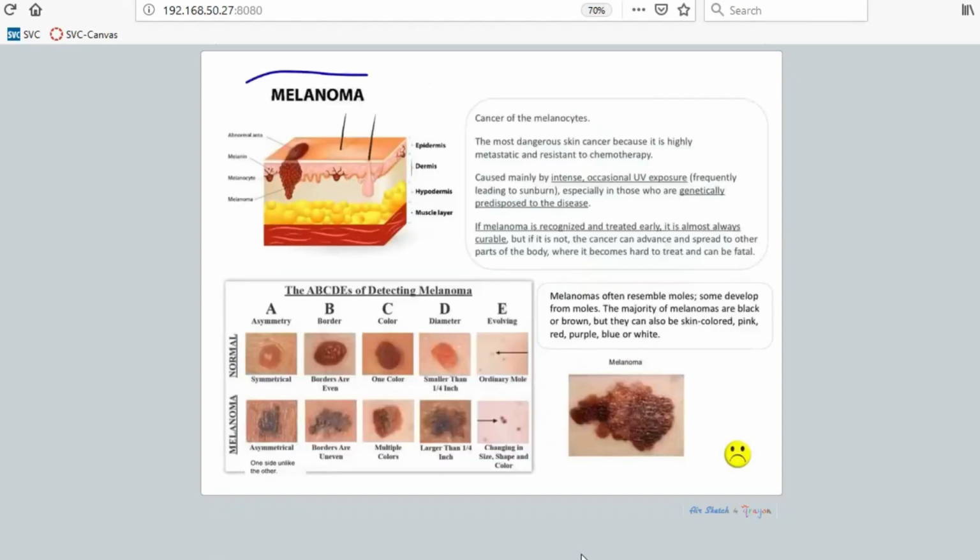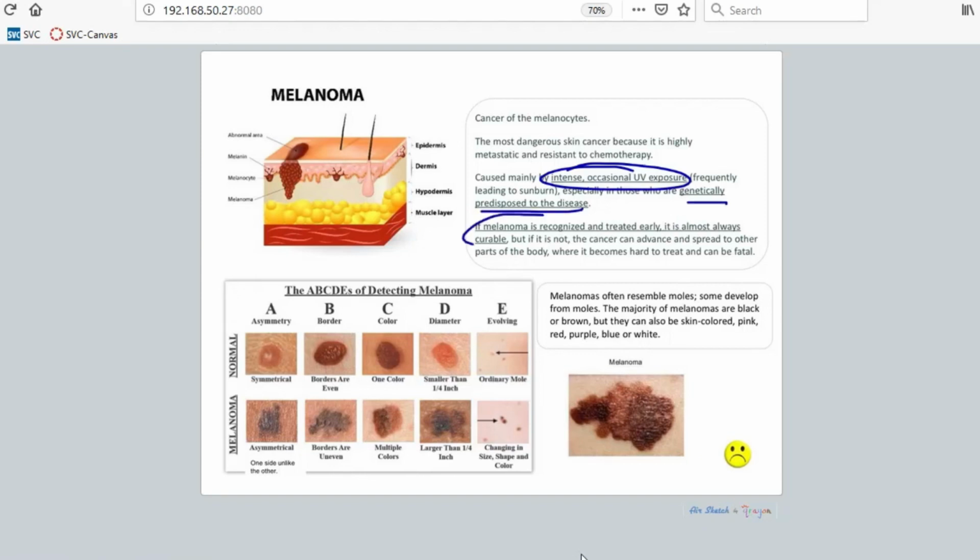But by far the most dangerous and deadly is melanoma, which is cancer of the melanocytes. Why is it so deadly? One, it's highly metastatic, which means parts of it break off, go into the blood or lymphatic system, and travel to other areas of the body. It's also resistant to chemotherapy. Okay, so it's hard to control once it's metastasized. And this is again caused by intense and occasional UV exposure. And there's also a genetic predisposition to it.